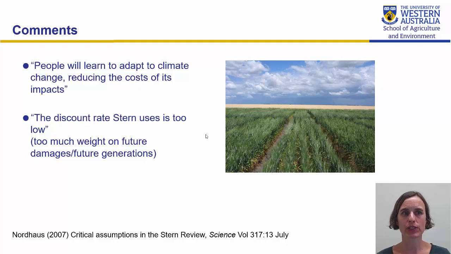So you might come across other arguments that people can adapt to climate change and therefore the cost of climate change impacts are not as high. You could also come across the argument that we use a discount rate that's too low. There's too much weight put on future generations. That could be very much a personal choice, which I'll just leave with you to think about.